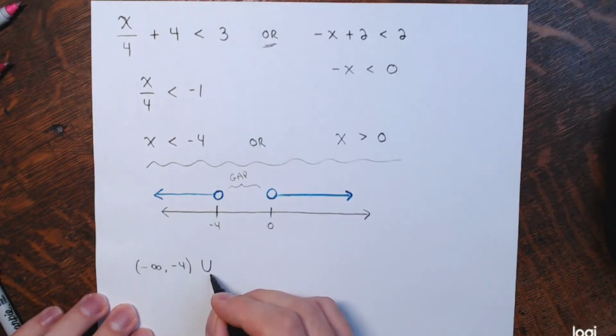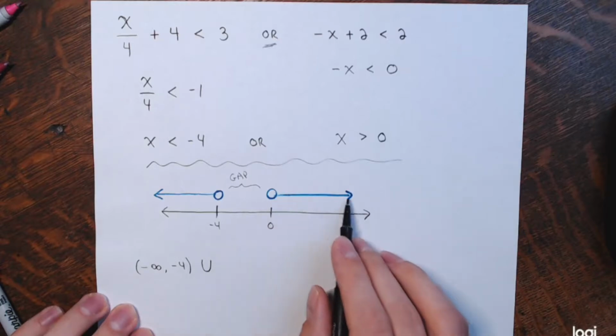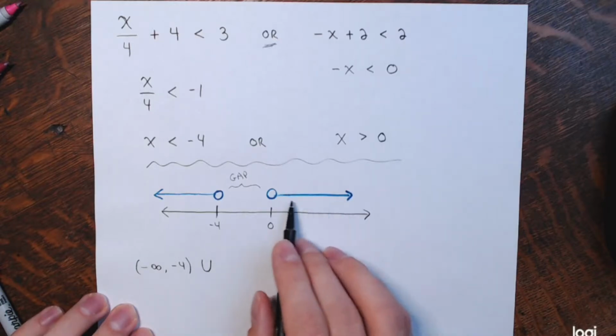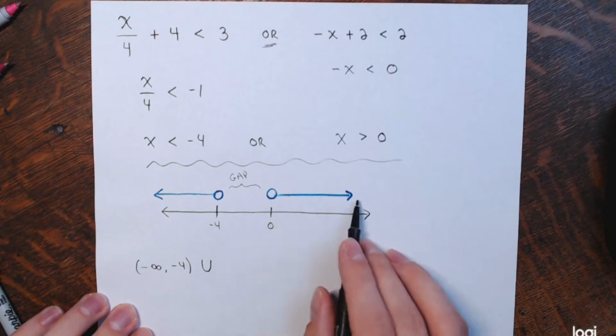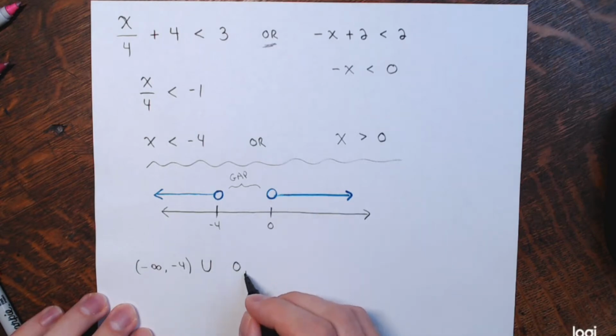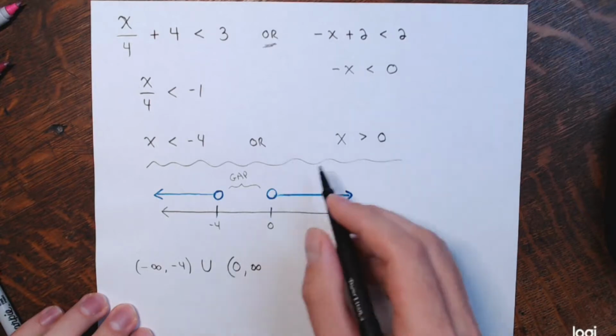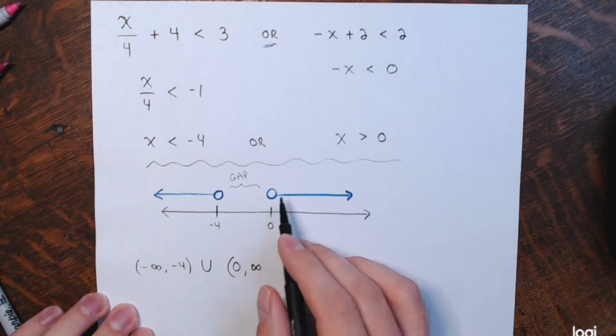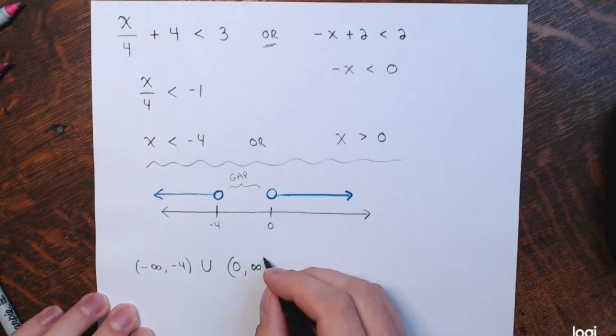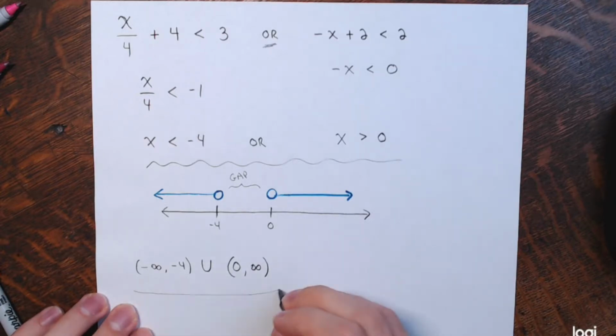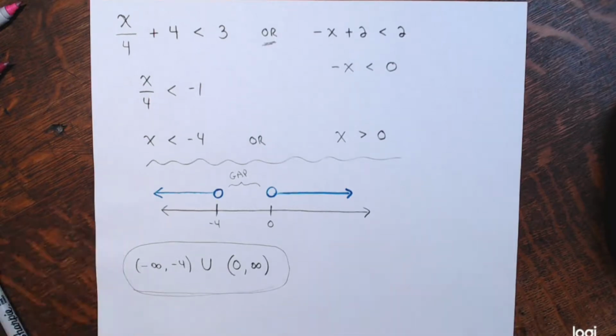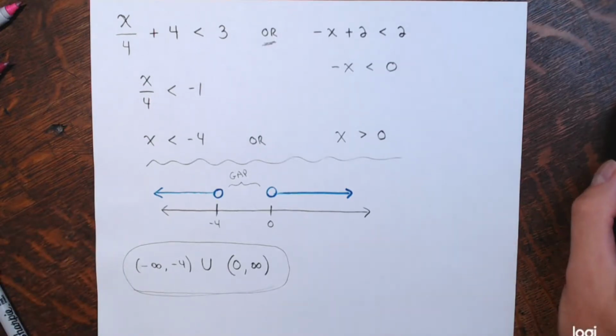So parentheses on that. Then the symbol representing the word or, the symbol for this gap, the union symbol, right? Big U. And then the next piece of the graph, the next picture of the solutions, we're going from left to right from 0 to positive infinity, right? And parentheses on 0, right? 0 is not a solution to either inequality, not a solution to this compound inequality, and always parentheses on infinities, and there you go. This is the interval notation describing the solution set to this compound inequality, and this is what I will enter.